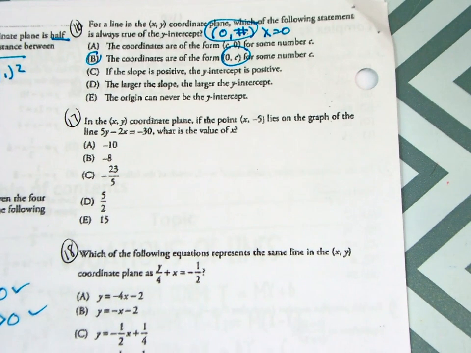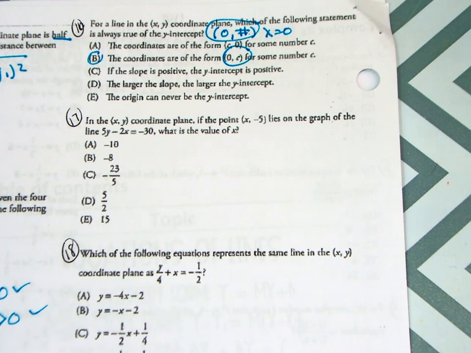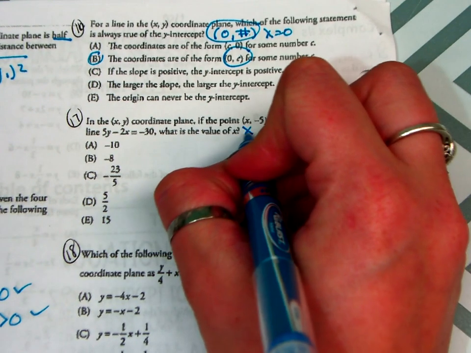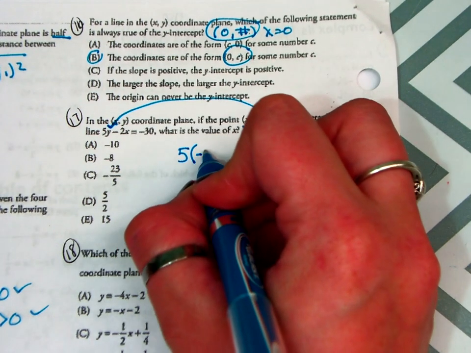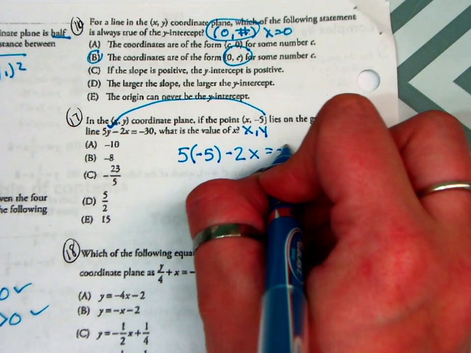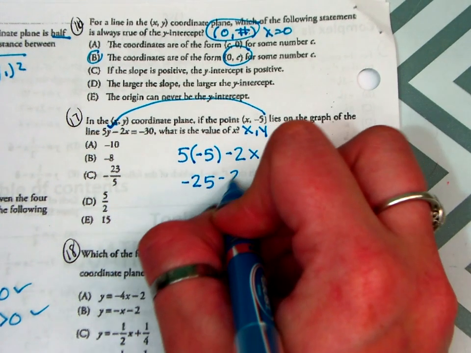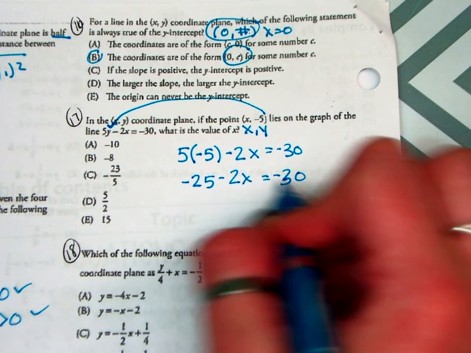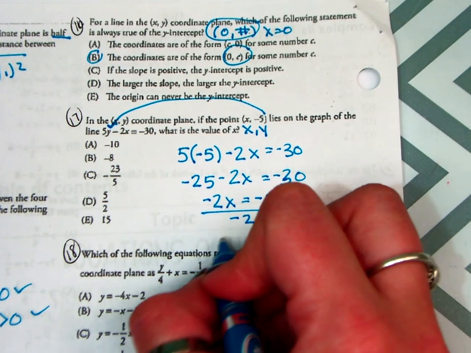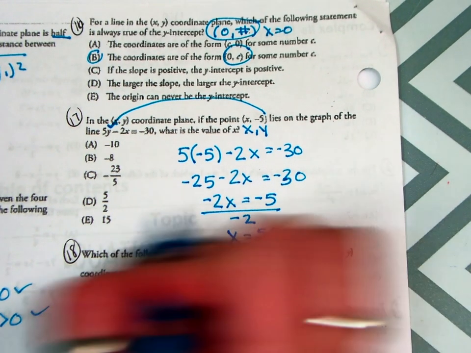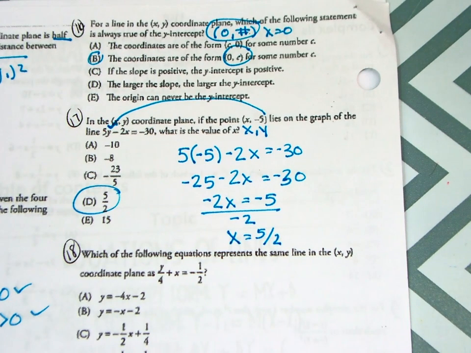Number 17, in the xy coordinate plane, if the point x, negative 5 lies on the graph, what is the value of x? This is just substitution. This is the x coordinate, this is the y coordinate. So I'm going to take the y coordinate and plug it in. So 5 times negative 5 minus 2x equals negative 30. So negative 25 minus 2x equals negative 30. Adding, I would get negative 2x equals negative 5. Divide by negative 2. I would get x to equal 5/2, which is option D. So whenever you're working with these problems, it's just substitution. That's all you're doing, substituting your information into your problem.